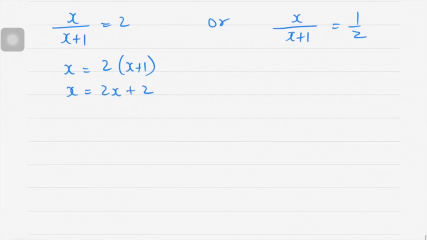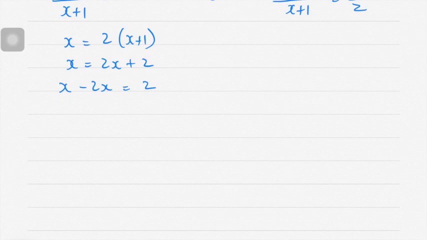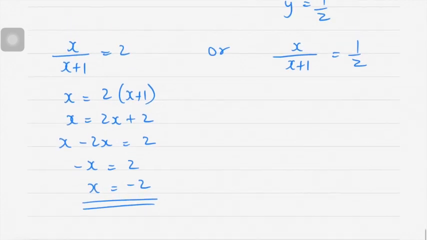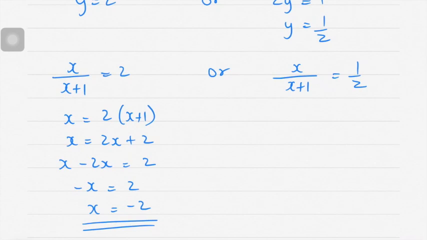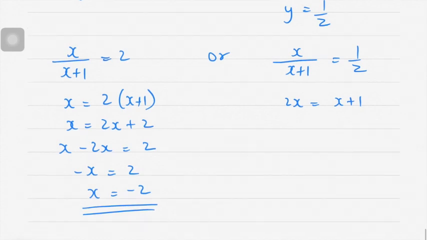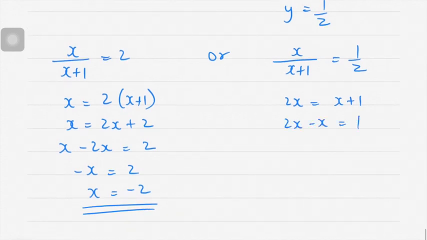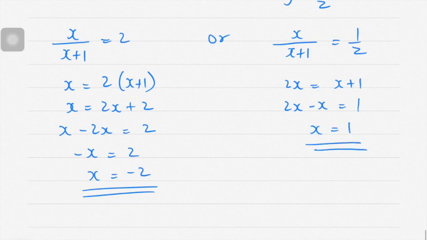Okay. So x is equal to 2 into x plus 1. So x is equal to 2x plus 2. X minus 2x is equal to 2. So x minus 2x would be minus x, okay, is equal to 2. Therefore x is equal to minus 2. Okay, and here 2x is equal to x plus 1. So 2x minus x is equal to 1. So x is equal to 1. So x is equal to minus 2 or x is equal to 1. Okay.